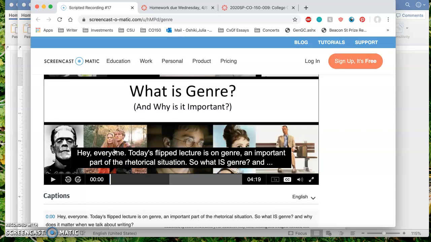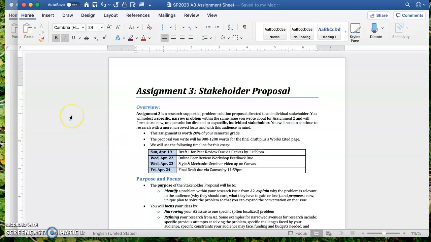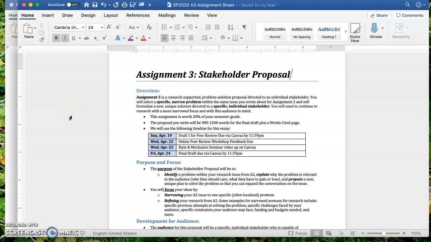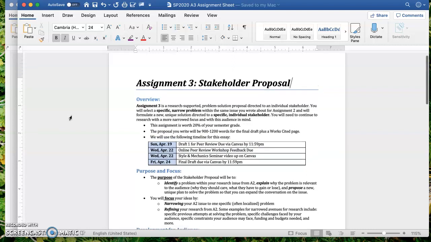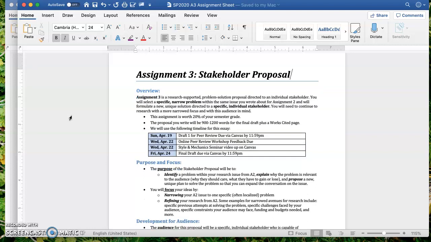Okay, once you've done that, let's head back over to the A3 assignment sheet. So for A3, you're going to be working within the genre of a proposal. In your A2, you were working within the genre of a persuasive argument, right? You wrote an argumentative essay that had you research an issue, and then you took a stance on that issue, and your goal was to persuade your stakeholder to accept your claim, right? That's what we did for A2.